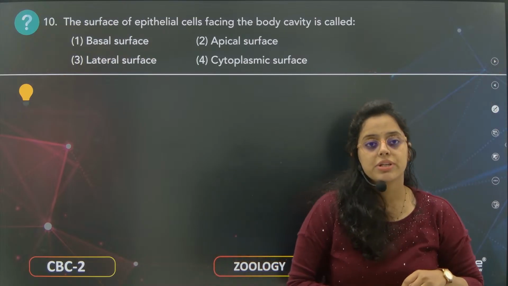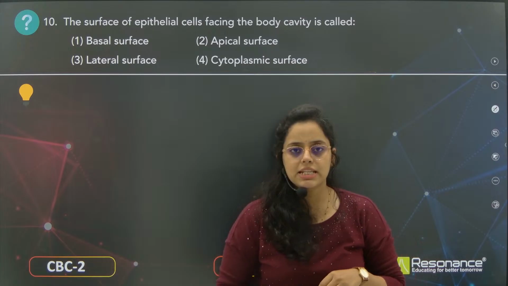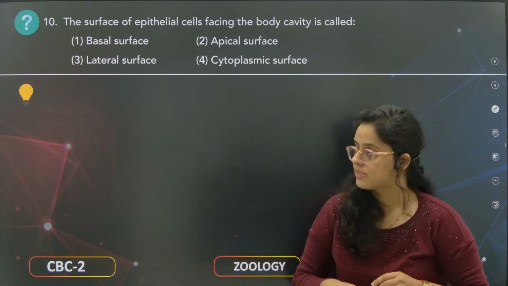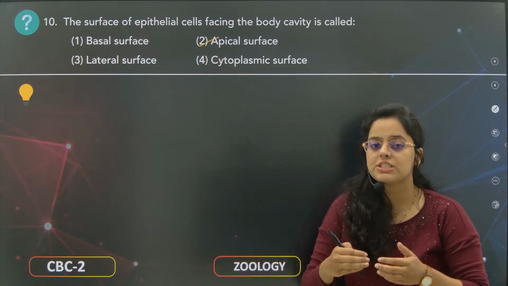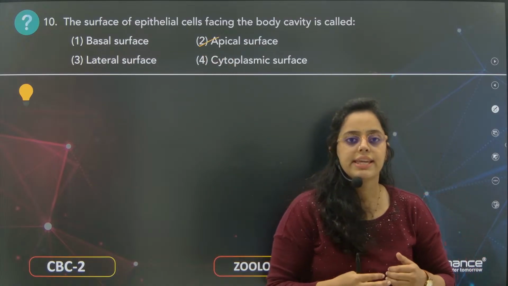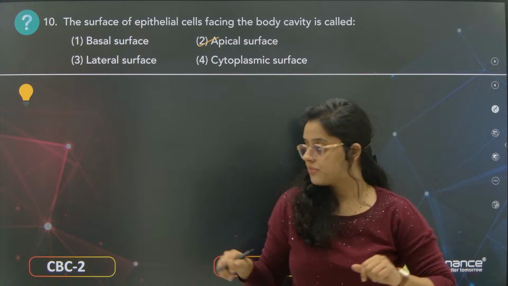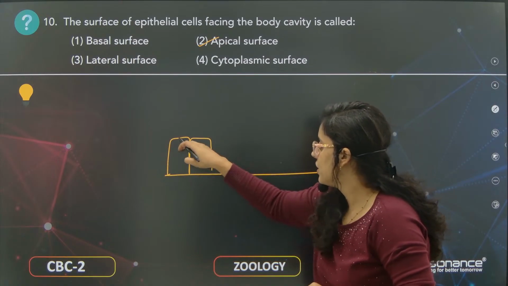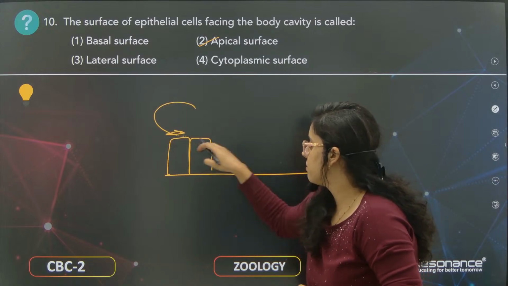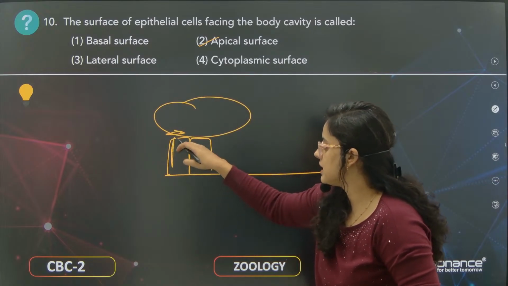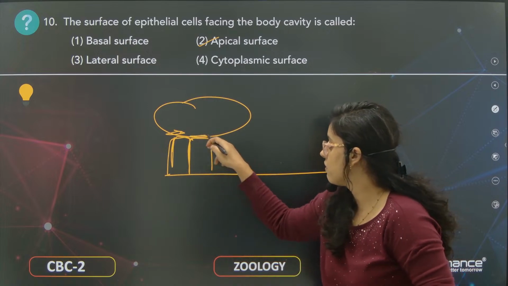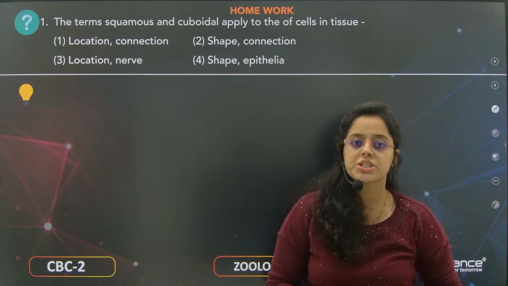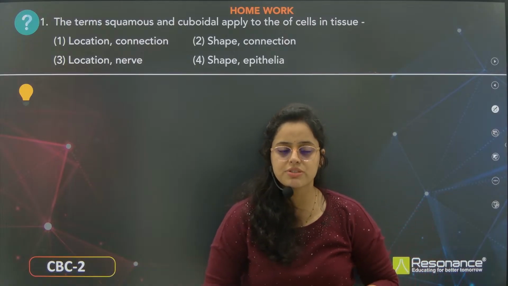Now coming to the 10th question, the surface of epithelial facing the body cavity is apical surface. The apical surface is the one which is facing the body cavity. Okay, so if you see, this is basement membrane and this is columnar epithelial cells. So if the body cavity is present over here, this is the apical surface of epithelium that is facing, right? Now coming to the next question, this is a homework based question, it is for you.